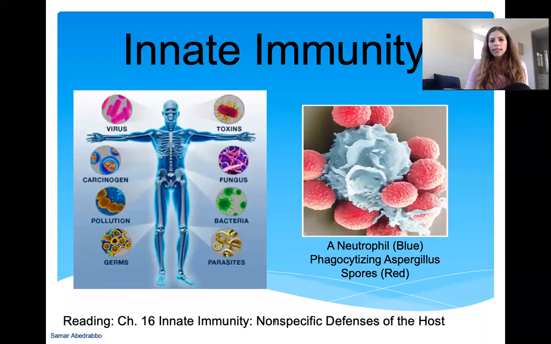Hi everyone. In this lecture, we're going to talk about innate immunity and the immune system overall. Your immune system protects you against different things that you encounter in your life: viruses, mold spores, cancer, toxins, bacteria, parasitic worms. Here's a picture of a type of white blood cell called a neutrophil, and it's eating mold spores. Phagocytosing is eating mold spores, which is good because you don't want the mold spores in you.